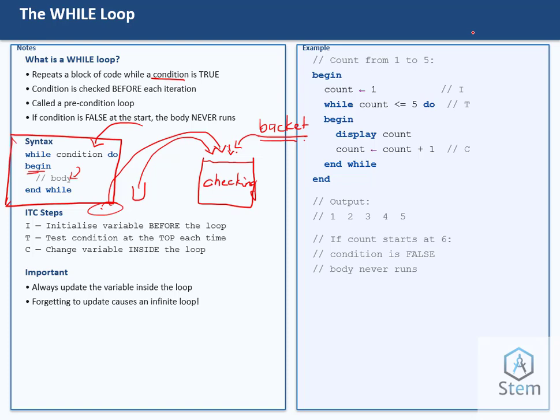If we are to use an example of some of the programs that we have seen before, think about this. We want to count from 1 to 5. So you begin, then you initialize count to 1. Then you say, while count is less than or equal to 5, you display count and you increment count. Then you end while, you do it again, and you are going to keep doing this as long as this condition is true. As long as count is less than or equal to 5, you keep running the program inside the loop.